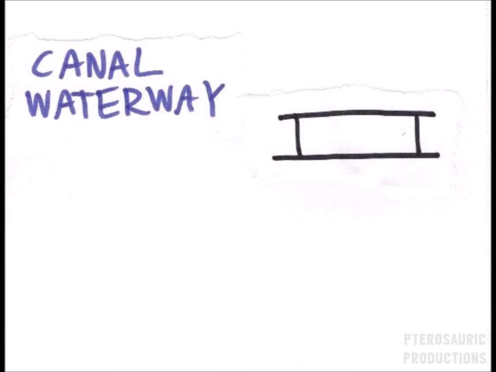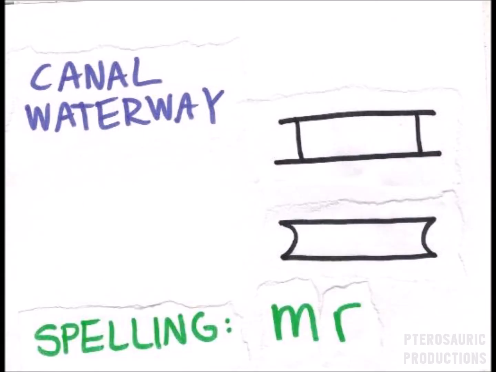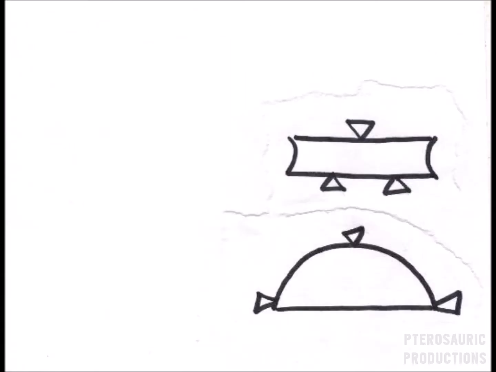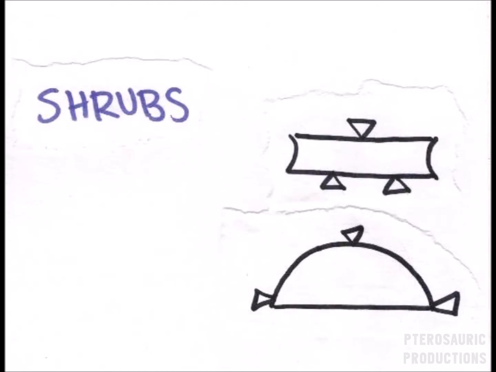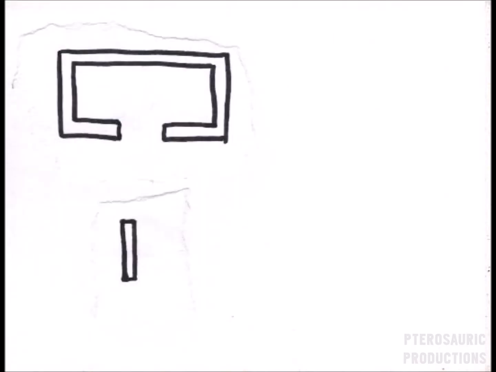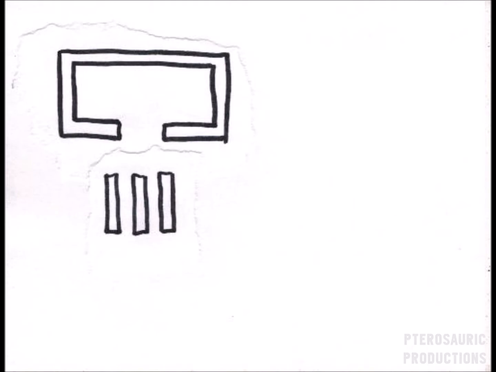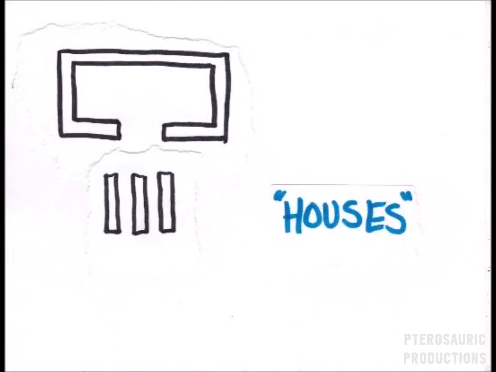Sometimes it can mean a canal waterway, but sometimes that was written as this symbol instead, and this symbol would be spelled as MR. Now, these symbols mean shrubs, either the rectangle or the semicircle. So this symbol means house, and if there's a line like this under it, it means house. If they put 3 lines like this under it though, it means plural, which would make this mean houses.